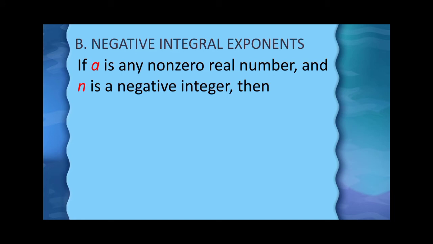If a is any non-zero real number and n is a negative integer, then a raised to negative n is equal to 1 over a raised to n. So, paano nakuha ito? Just get the reciprocal of a raised to negative n para the negative exponent will become positive. Okay.